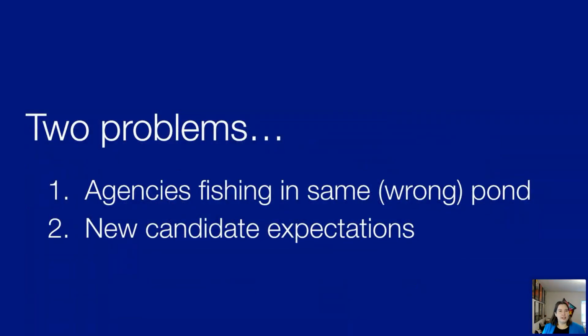So we see two main issues that are getting in the way of staffing agencies meeting their goals to find candidates. The first is that agencies are by and large all fishing in the same pond, and it's not even the right pond. What this means is that everyone is using the same job boards to compete for the same candidates, but in fact, the best candidates aren't even on job boards. I have a lot of data to support this, which I'm going to get to in a minute.